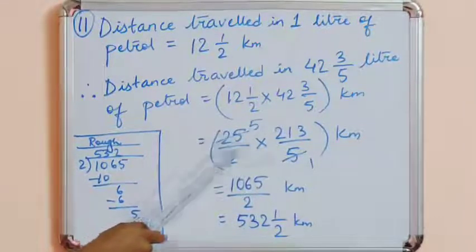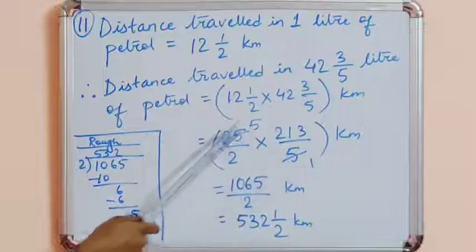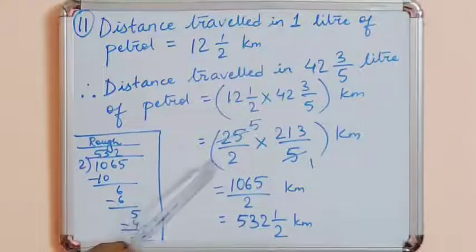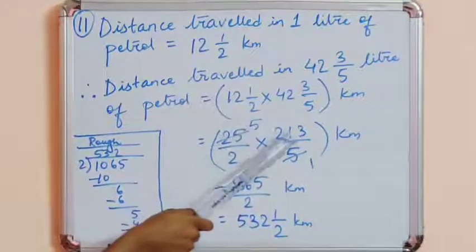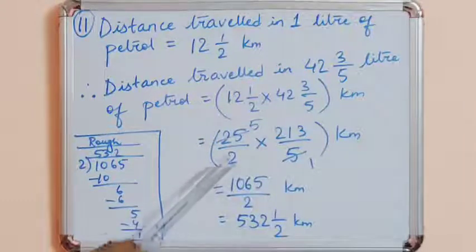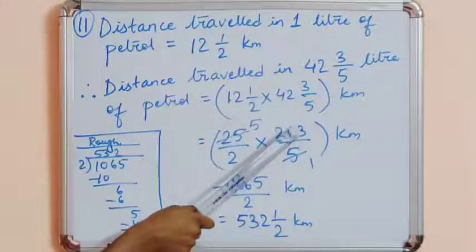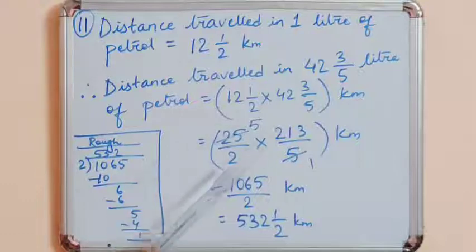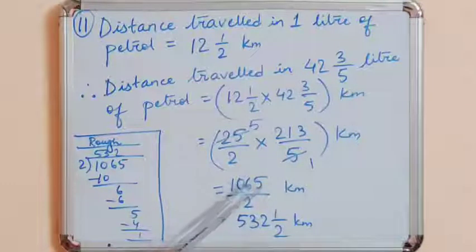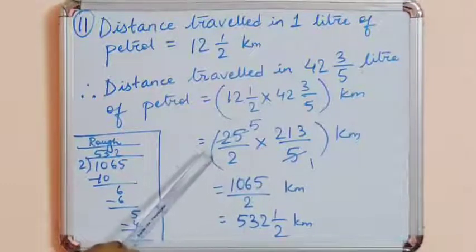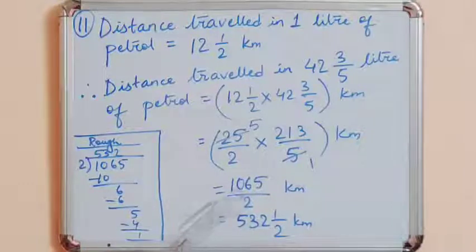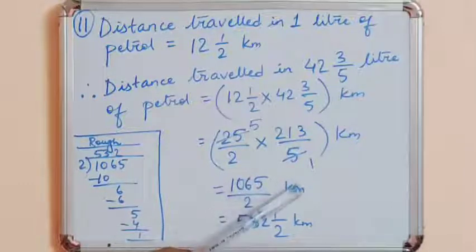So 5 and 25 can be divided. 5 ones are 5, 5 fives are 25. Now you see these two are odd numbers, so they cannot be divided by 2. So you multiply 5 into 213. After multiplying, you will get the answer 1065 by, here in the denominator there is 2. So 1065 by 2 kilometer.